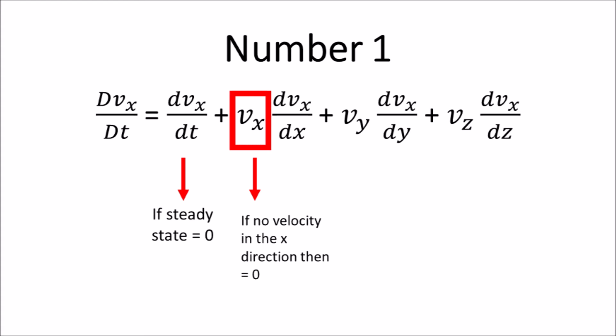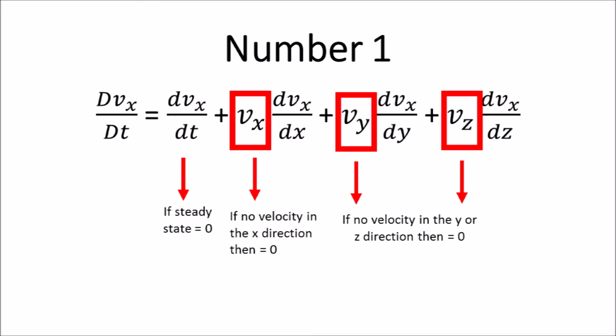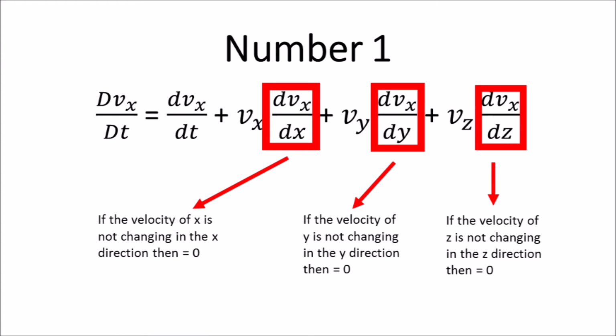Next, we focus on the velocity in the x direction. If there is no velocity in the x direction, Vx equals 0. Similarly, this applies for velocity in the y direction and velocity in the z direction. Alright, here comes the tricky part.